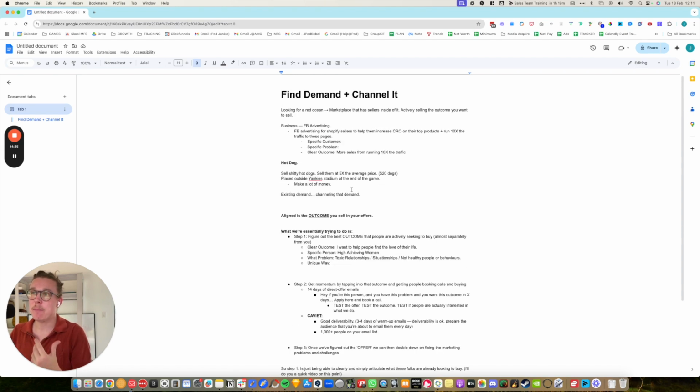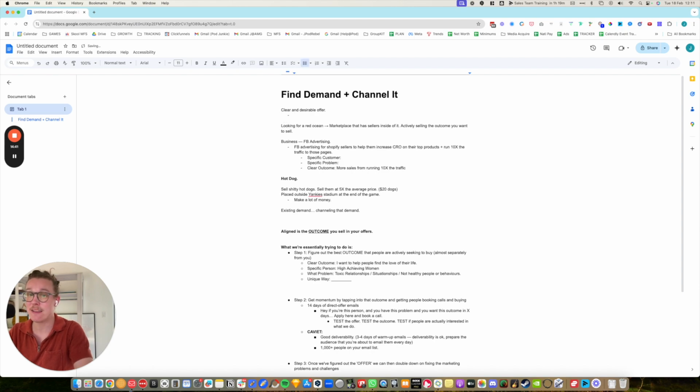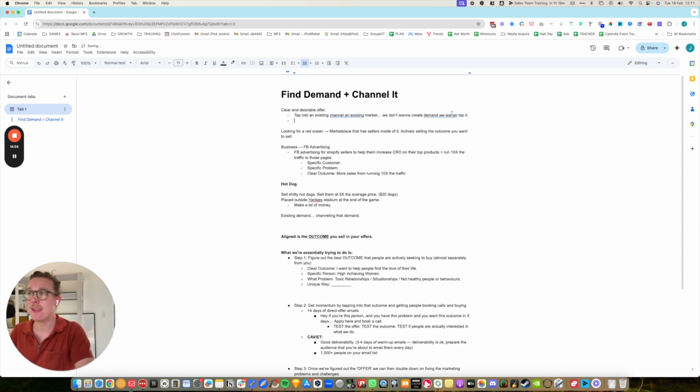So just to recap, our whole goal here is that we want to have a clear and desirable offer. And the best way to find a clear and desirable offer is to tap into an existing channel, an existing market. We don't want to create demand. We want to tap into it. And when we tap into that existing demand, that's when very, very quickly we're able to get an offer that takes off.